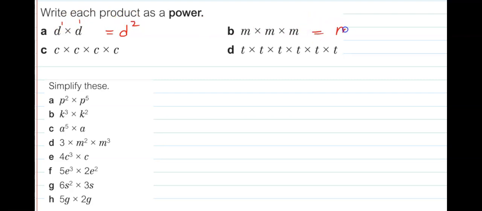Okay, this is M remains M. How many M's are there? 1, 1, 1, 1, plus 1, 2, and plus 1, 3. Okay. Similarly, it is C. How many C's are there? 1, 2, 3, and 4. So it will be C4.